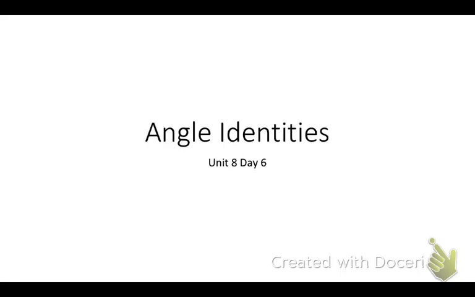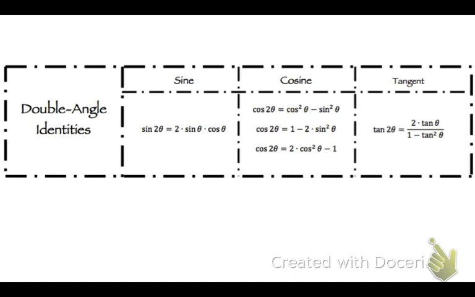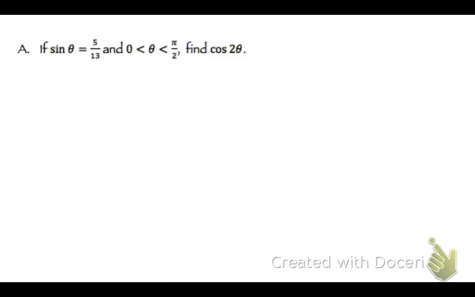Okay, Angle Identities, Unit 8, Day 6. So these are double angle identities and half angle identities. We're going to work with the double angles first. So if we're given sine of theta equals 5/13, and theta is between 0 and pi halves, we have to find cosine of 2 theta.